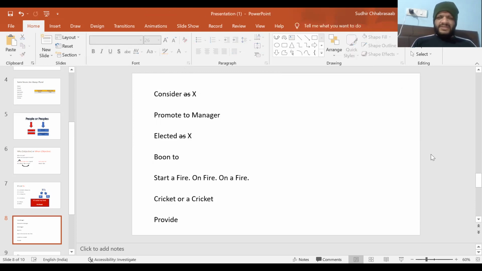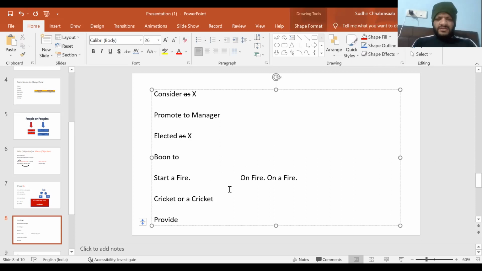This boon, as in a God's gift, should be followed by "to". What I've seen generally is "boon of life", maybe. I remember a sentence where someone had written "a boon of humanity". Okay, remember, it's a boon to, always. So see these three structures. These are very interesting.